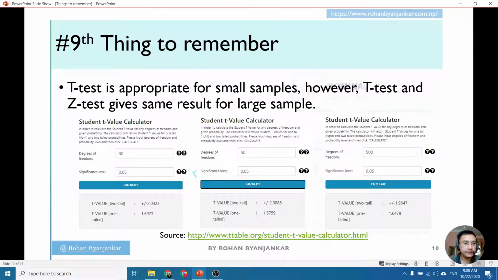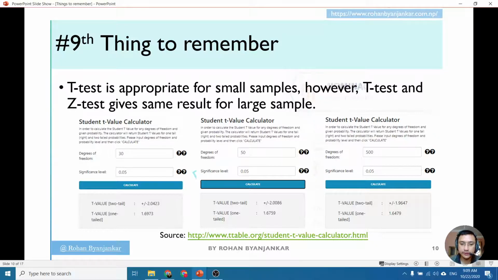The ninth is t-test is appropriate for small samples. However, t-test and z-test give the same result for large samples. You can see here at the degrees of freedom 30 in the first figure, the t value is 2.0423 for t value 2 tail. Similarly, if the degrees of freedom is increased to 50, then the t value will fall to 2.0086. And if the degrees of freedom is increased to 500, then the t value will fall to 1.96.